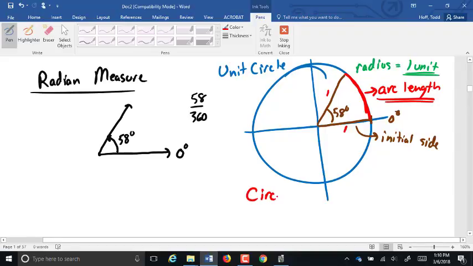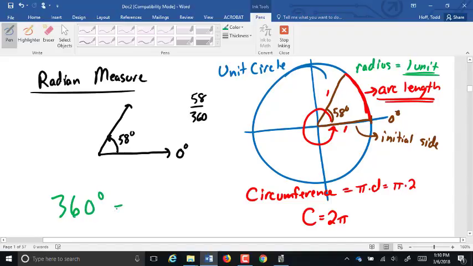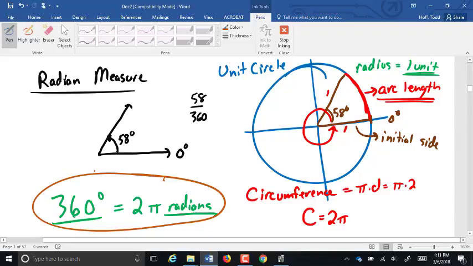What would the circumference of this unit circle be? How do you find the circumference of a circle? Pi times diameter. The diameter of this circle is 2. So the circumference of this circle is 2 times pi. If I rotated 360 degrees, how much of the circumference would I trace out? The whole thing, right? So a full rotation, or 360 degrees, is equal to cutting an arc of 2 pi radians. That equivalency is what we're going to use to convert between degrees and radians tomorrow.